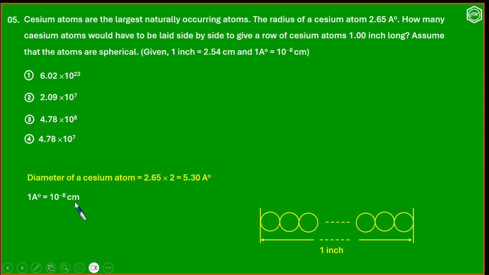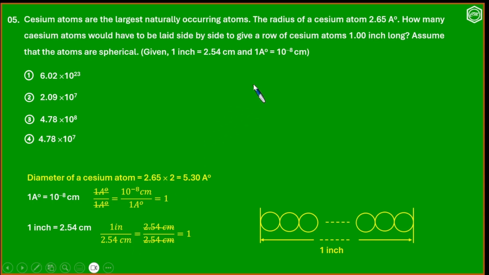1 angstrom is equal to 10 raised to minus 8 centimeter. So therefore we divide by 1 angstrom. So the unit factor will be 10 raised to minus 8 centimeter by 1 angstrom, that is equal to 1. Now 1 inch is equal to 2.54 centimeter. So we divide 1 inch by 2.54, and 2.54 centimeter by 2.54 centimeter is equal to 1. So this is the second unit factor. 5.3 angstrom into 10 raised to minus 8 centimeter by 1 angstrom. Angstrom and angstrom cancel. So it is 5.30 into 10 raised to minus 8 centimeter.